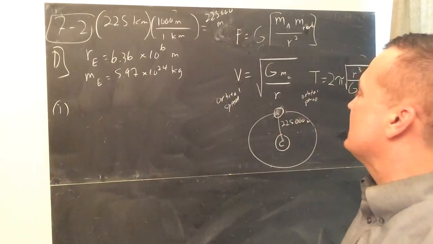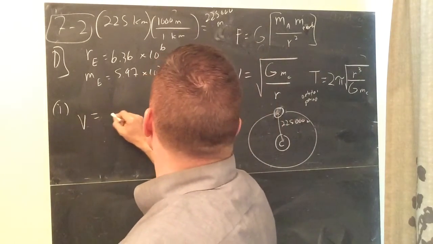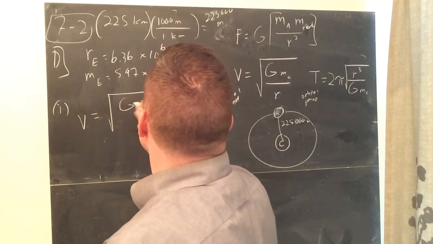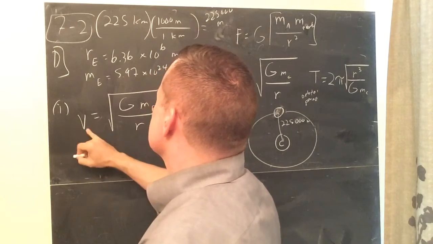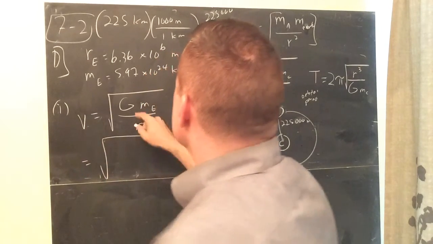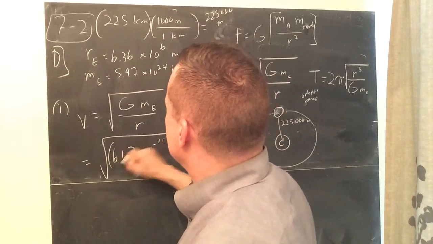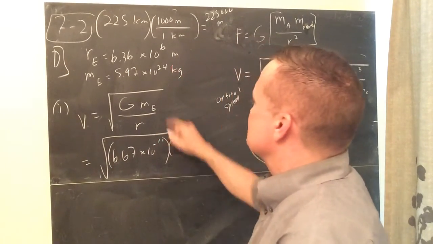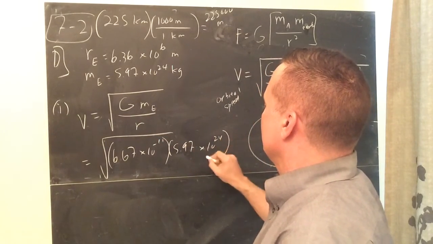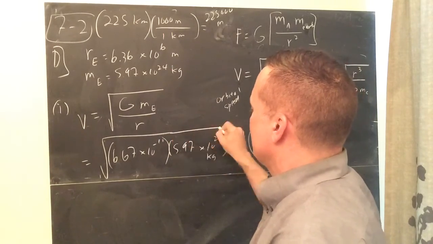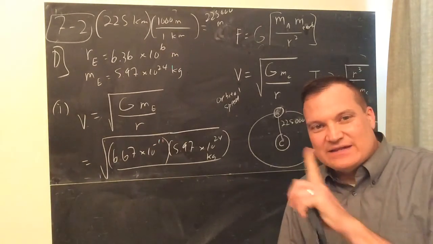What is the speed of the satellite? So the speed would be this equation, and I can just say the speed equals the square root of G times the mass of the central body, which is the Earth, over the radius. So the velocity will equal the square root of G, 6.67 times 10 to the negative 11, times the mass of the Earth, just plug it in, 5.97 times 10 to the 24th, over, and okay, now the radius.